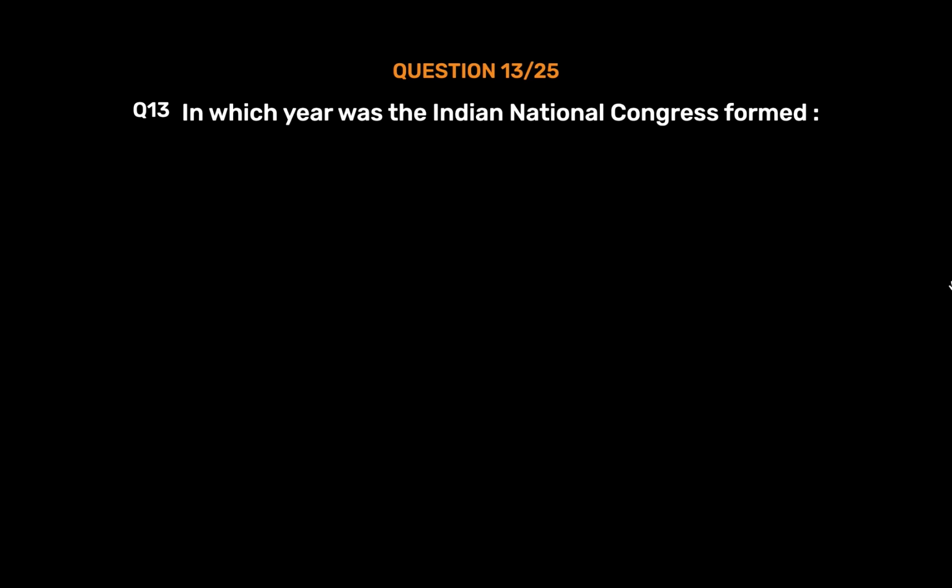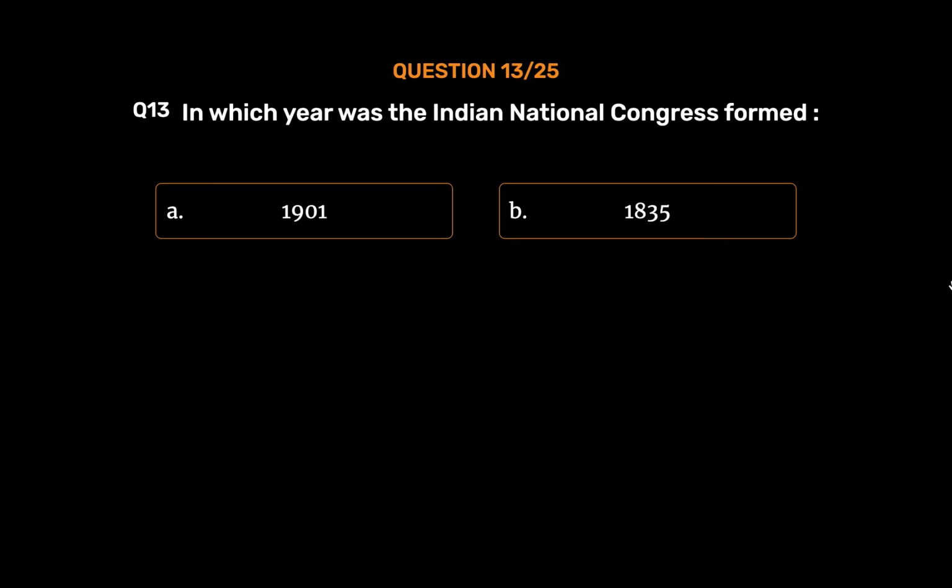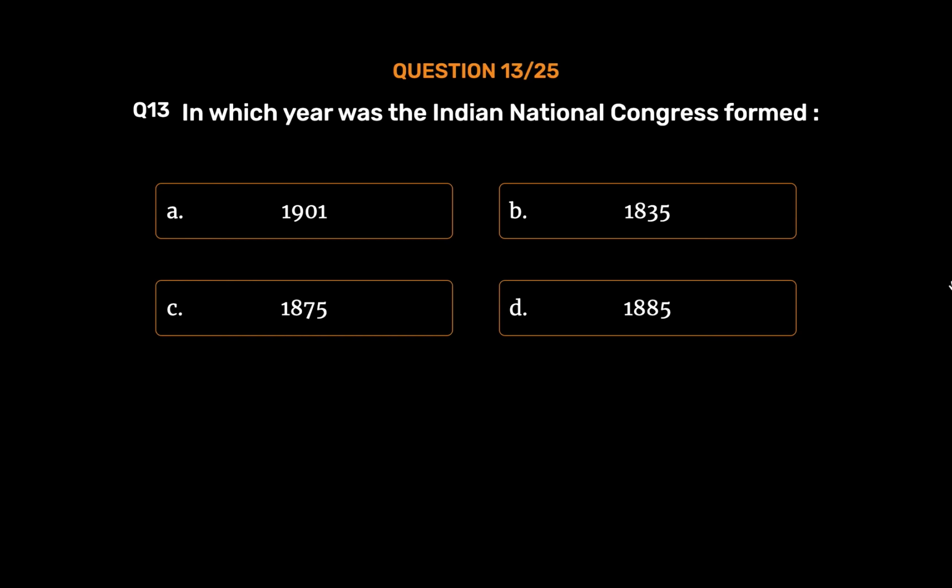In which year was the Indian National Congress formed? Option A. 1901. Option B. 1835. Option C. 1875. Option D. 1885. The correct answer is Option D.